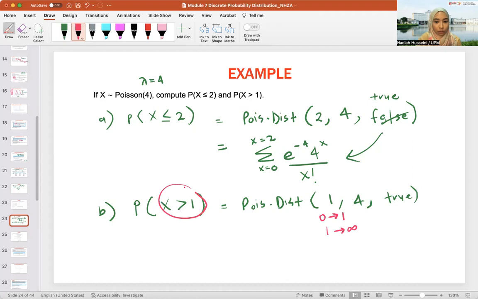No. So how would you rephrase this? How would you rewrite this? 1 minus the equation that we had above. Correct. So it's very important to take note of whether it's greater or less than.